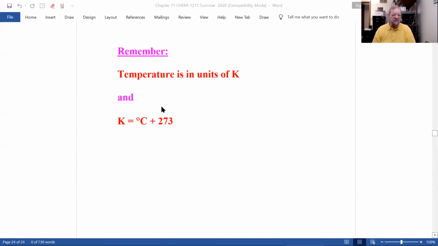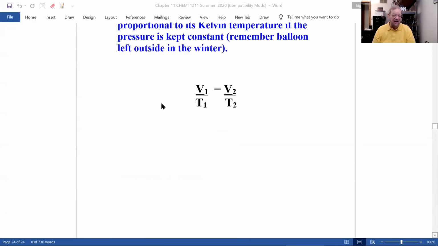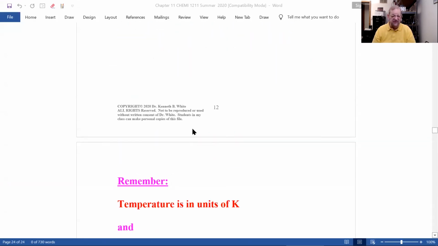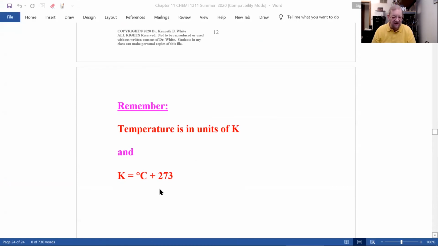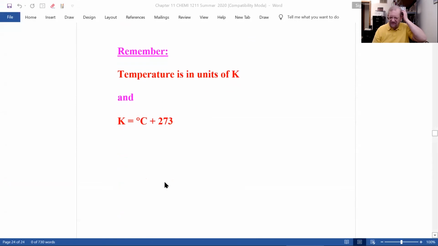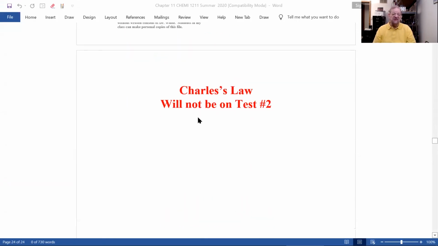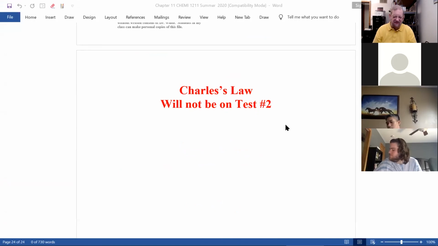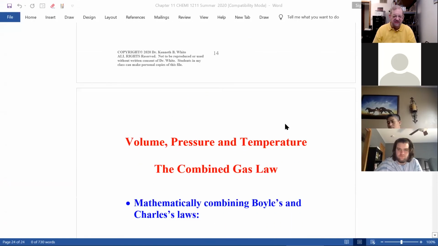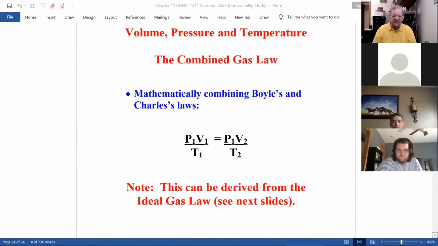And again, in Charles' law and any gas law, we're using temperature, and it's always going to be in Kelvin. Remember, Kelvin equals degrees C plus 273. Oh, it even says it on the slide. It must be true that it won't be on test number 2 or the final. All right, click, switch is still off.